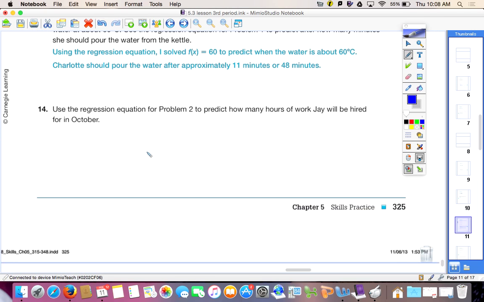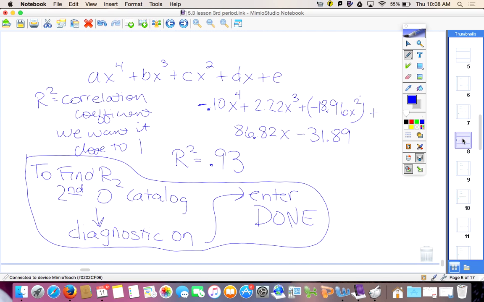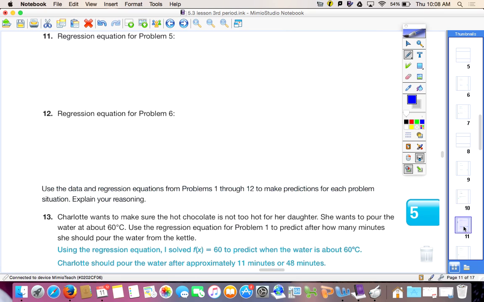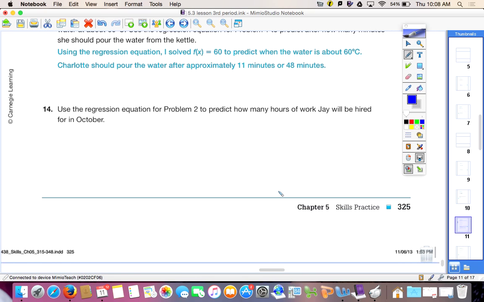So we've got problem 14 is going to correspond to the regression equation from the problem 2 that we have on the board. Okay, so let's look at that for a minute. I'll go back to the equation. Use the regression equation for problem 2 to predict how many hours of work Jay will be hired for in October. Okay, so if I go back to that equation right here, 14 should correspond with problem number 2, right? So can you guys recall this equation for me so I can put it down here.